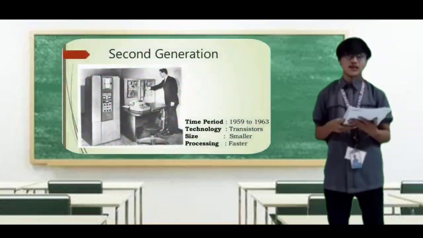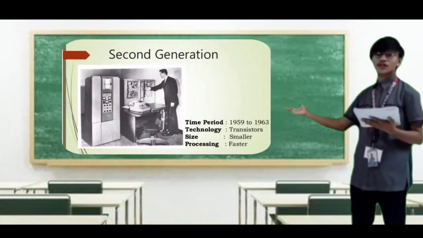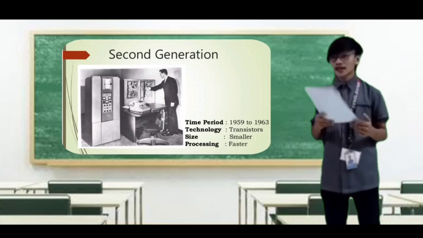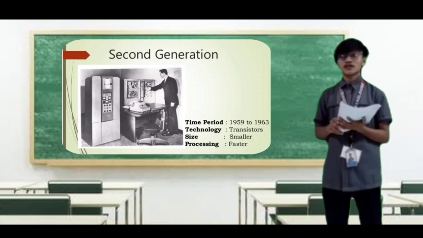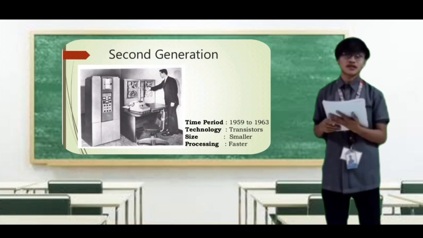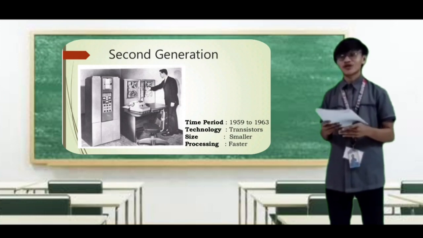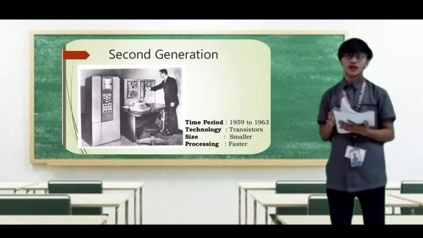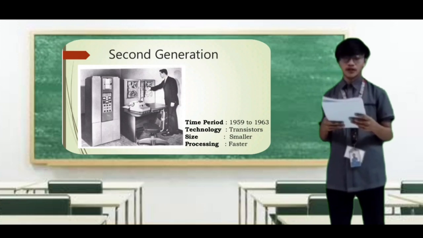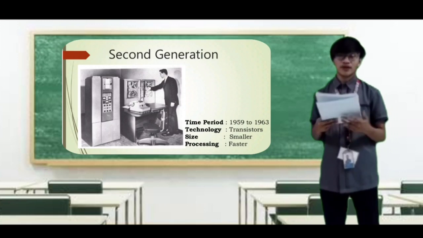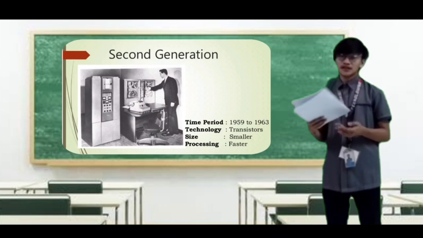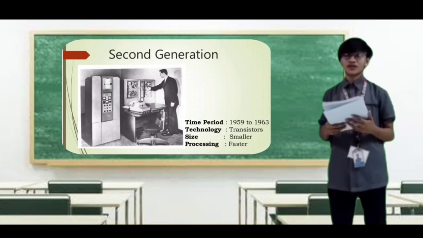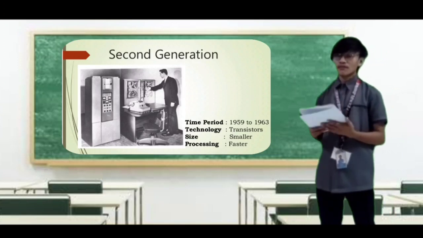This is the second generation. The time period of the second generation is around 1959 to 1963. The technology in this generation is transistors. The size is smaller and the processing is faster. They wanted to upgrade their devices, unlike the devices before in the first generation, which had a big size of technology like ENIAC and the vacuum tube. Their processor was also upgraded, so it is not slower, but faster.